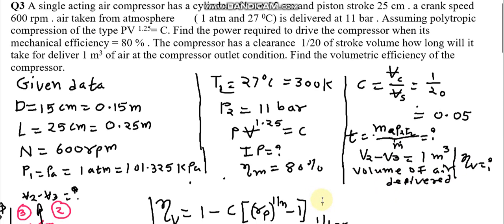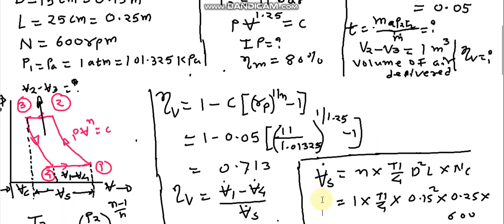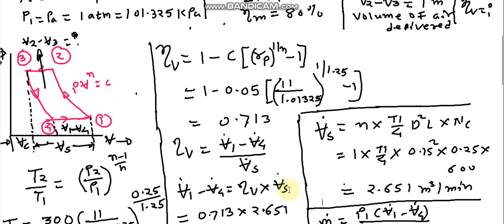Okay, so this is without clearance. Here is the PV diagram. In this, 1 to 2 is compression, 2 to 3 delivery, 3 to 4 expansion, 4 to 1 suction. V1 minus V4 is the actual volume of air taken inside the cylinder. V2 minus V3 is given as 1 meter cube. To deliver 1 meter cube, what is the time required?